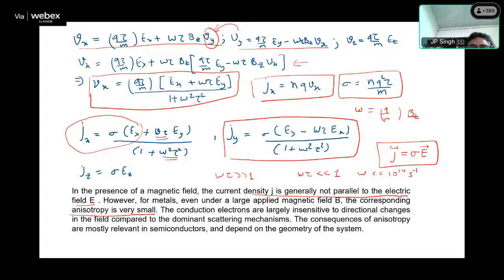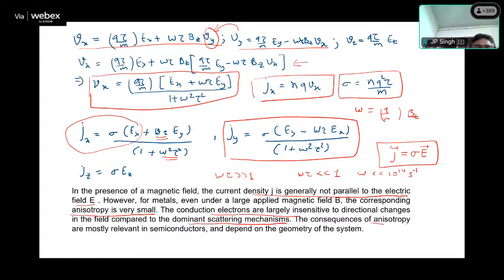The other thing which is very relevant here is the number of electrons. The conduction electrons are largely insensitive to directional change, because there is a dominant scattering mechanism. So in a metal, if you apply the magnetic field, this kind of deflection of the electron because of the magnetic field is not that sensitive, because there are so many scattering centers and so many charges. So when you average, this magnetic field has almost no effect.